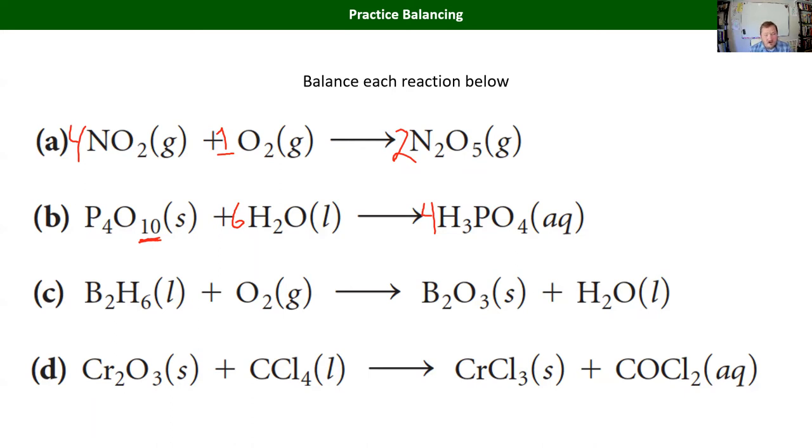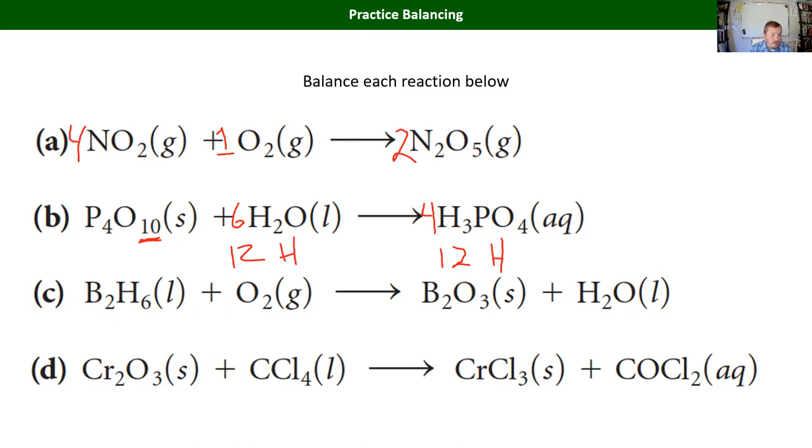Our phosphoruses are balanced, our oxygens are balanced, and if we're lucky, then our hydrogens are balanced as well. If we're not lucky, then that just means that we have to go back and put a 2 in front of your lowest coefficient and try again and see if the next one works. But in this case, 6 waters, each water has 2 hydrogens, gives us a total of 12 hydrogens on the left, and 4 of these hydrogen phosphate compounds, and each of these compounds has 3 hydrogens in it. So that gives us 12 hydrogens on the product side as well.